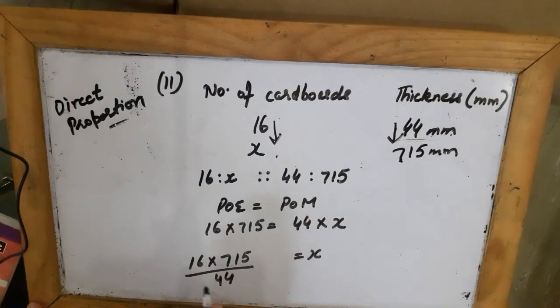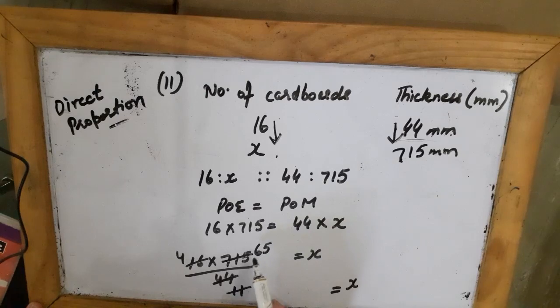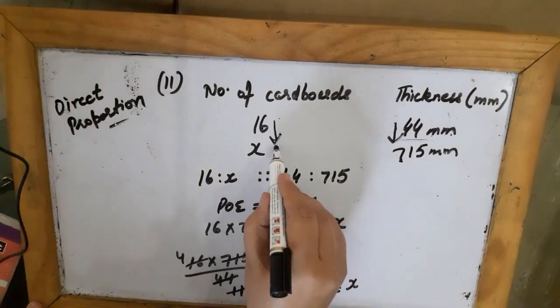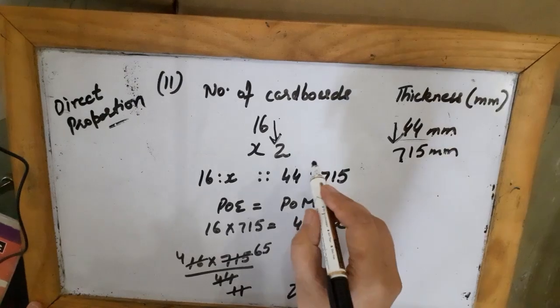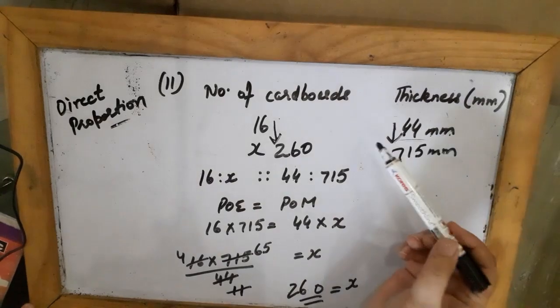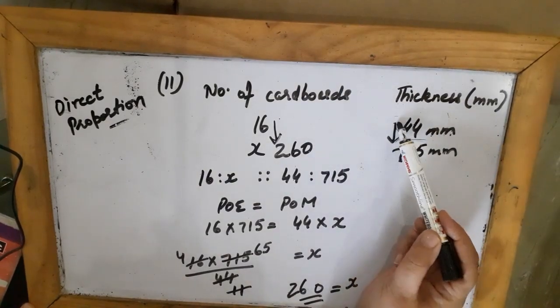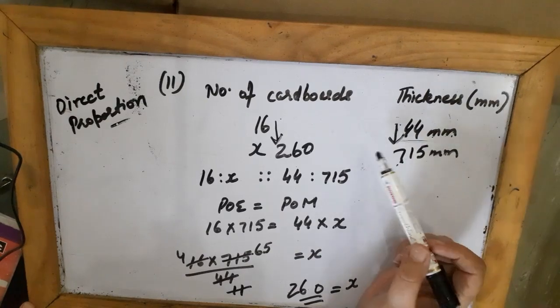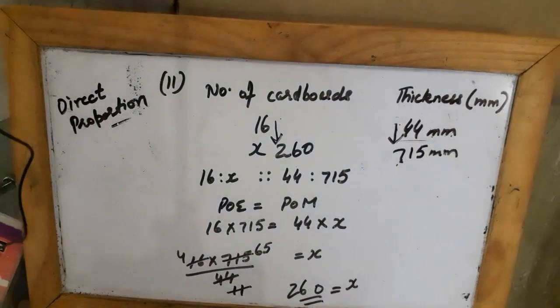Now these I can cancel on the table of 4. 4 4s are 16, 4 1s are 4, 4 1s are 4. Now this can get cancelled on 11. 11 6s are 66 and 11 5s are 55, and you will get 5 4s are 20, 6 4s are 24, 25, 26, 260. So it means how many cardboards are there. If the pile is 715 millimeter thick, so there will be 260 cardboards. So the more the cardboards, more will be the thickness. So which proportion? Direct proportion.